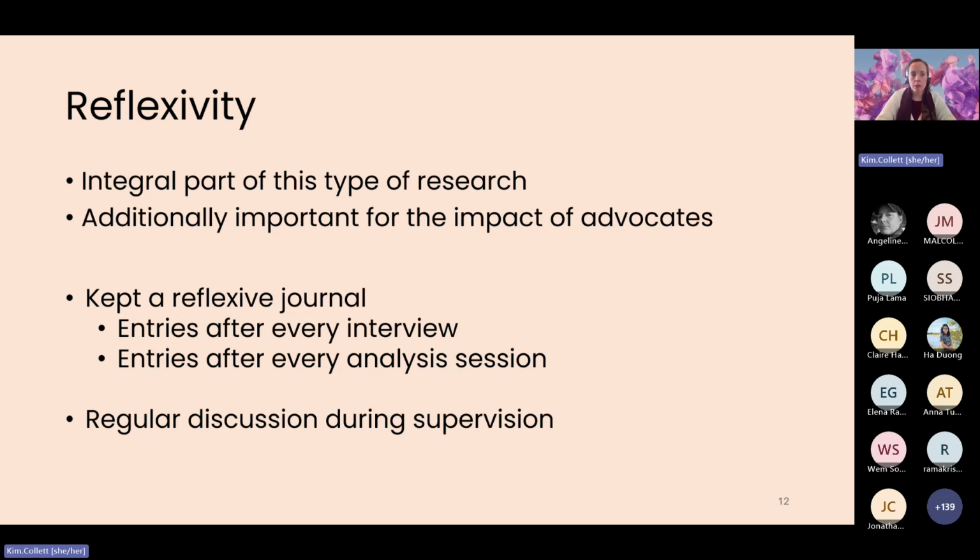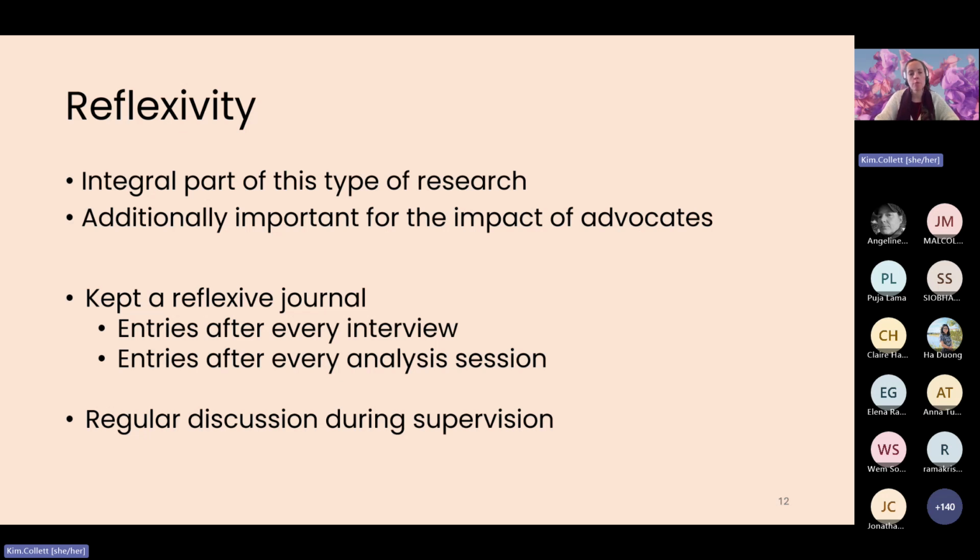I needed to use that reflexivity space in order to reflect on the impact that the advocates may have had in the research, and also my decisions around advocacy, and also my views on voice and how that might influence what I did with the advocacy voice and lens. So I kept a reflexive journal as part of my reflexivity practices, and I made sure that I did entries in that after every interview and also after every data analysis session, making sure that I explicitly focused on advocates.